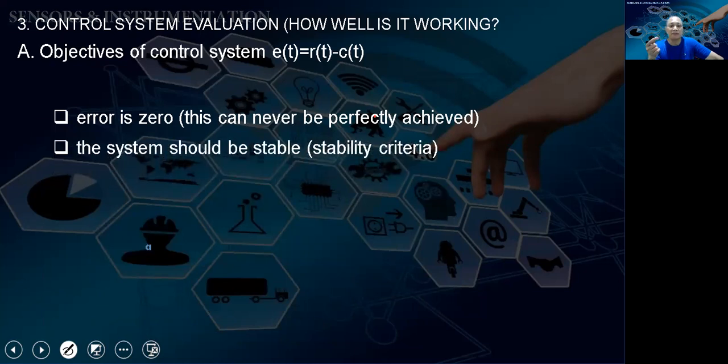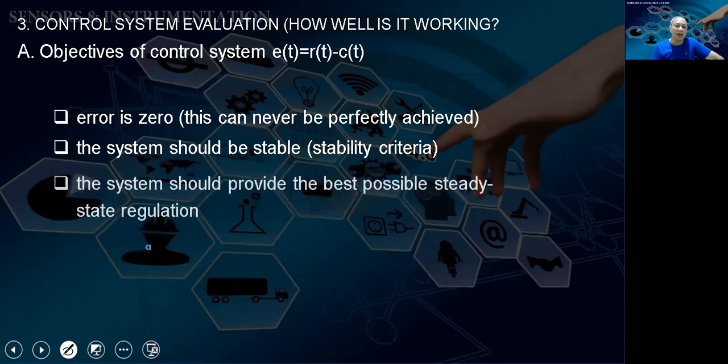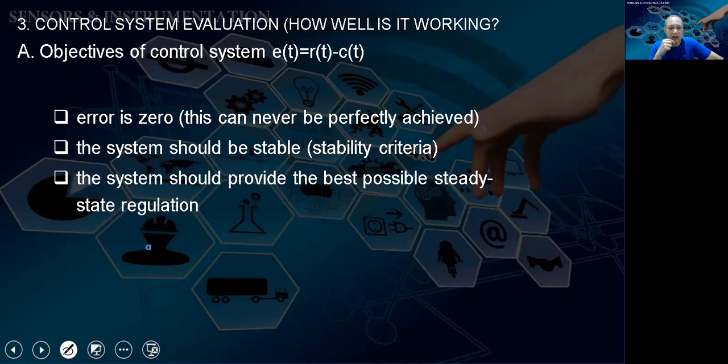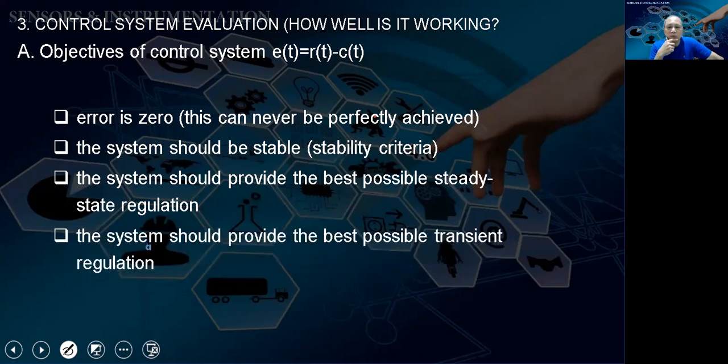The system should be stable. Yeah, the objective is that the system should be stable, the stability criteria. If it's not stable, then maybe the objective of the control system is not achieved yet. And the system should provide the best possible steady state regulation. Steady state means steady at the end. Stable, and then also it goes to a certain point that is desired. The system should provide the best possible transient regulation also. This is talking about what? Before it is reaching the steady state, how is the reaction? Is it fast? Is it slow? Is it too much overshoot? Is it very slow? So that's the objective.